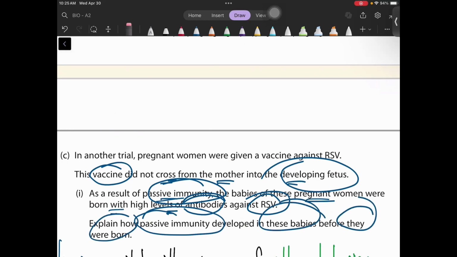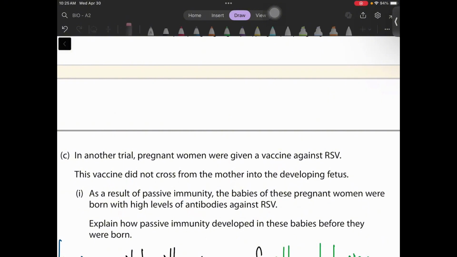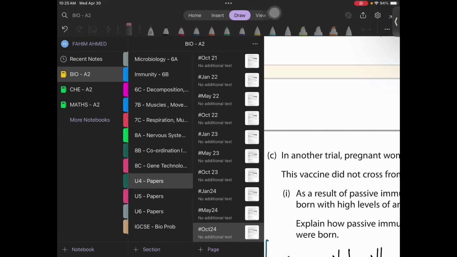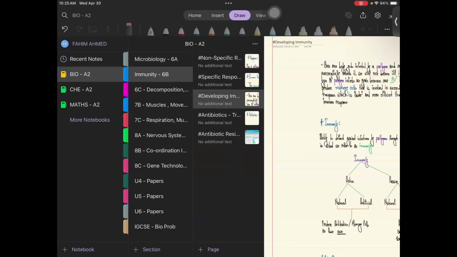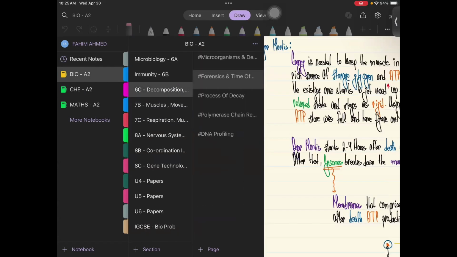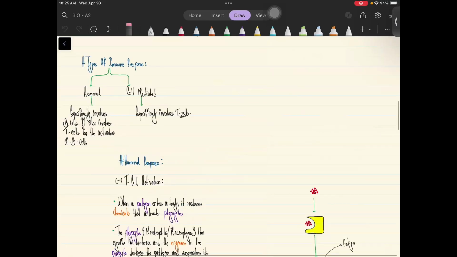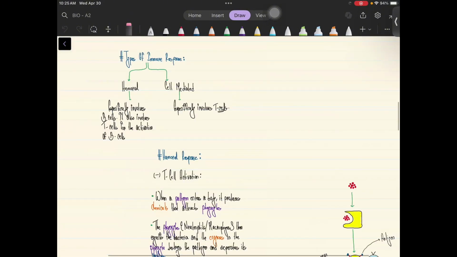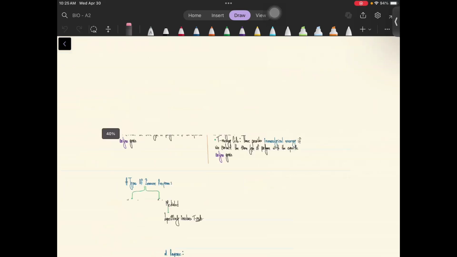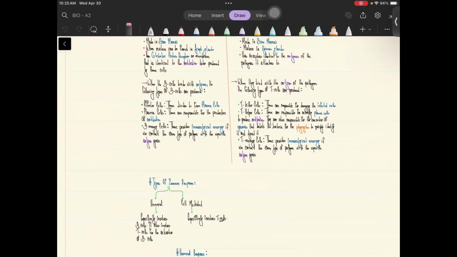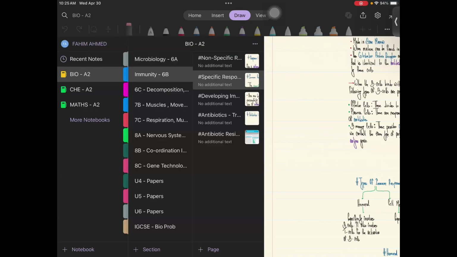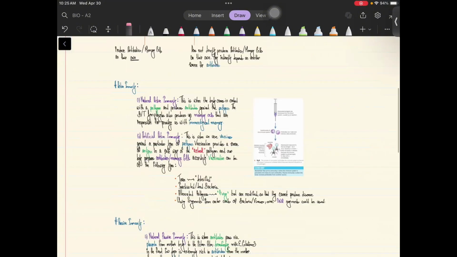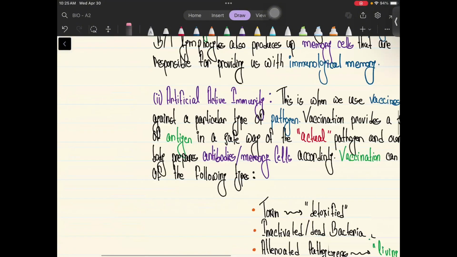So you need to link two ideas here. First of all is about the B cells and T cells, the activation of B cells and T cells to produce memory cells, giving them immunological memory. And another concept that you have to link over here is the transfer of developing immunity, natural passive immunity.